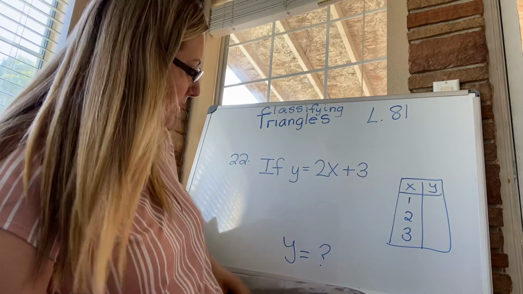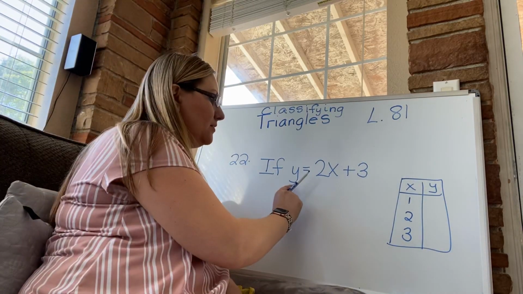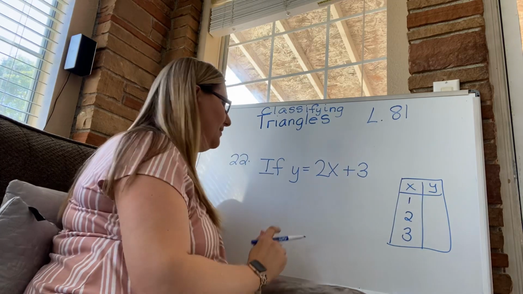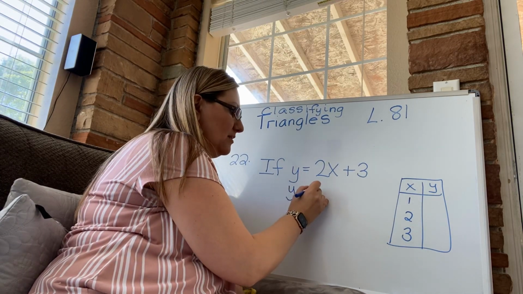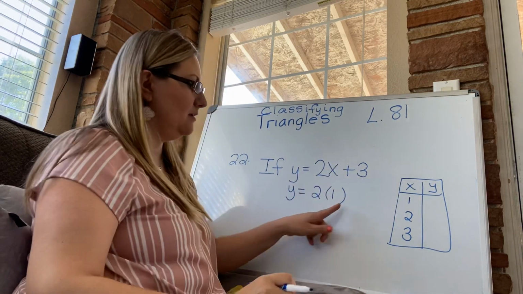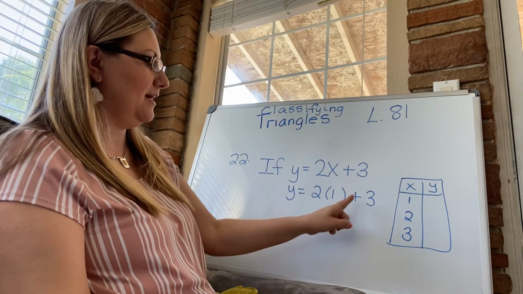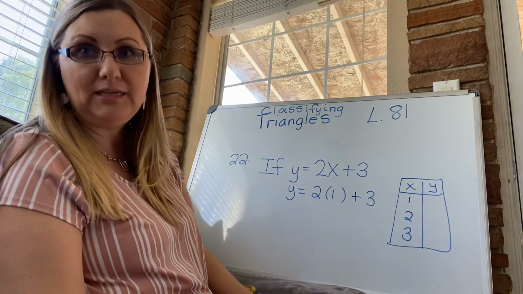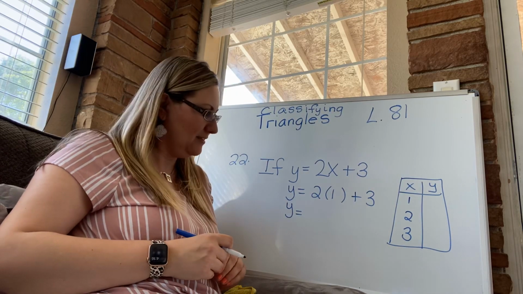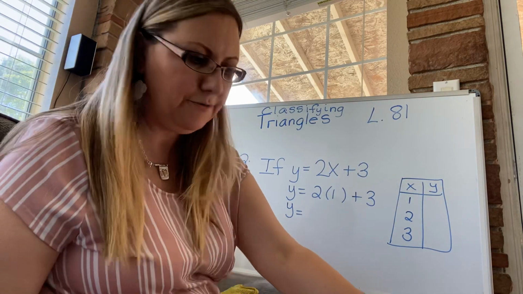So you see, we're going to have quite a bit of work to do here to figure this out, but it's pretty easy. So now we're going to replace this x with this 1. So we're going to say y equals 2 times 1. Notice I put that into parentheses, 2 times 1 plus 3. I could have just said 2 times x plus 3, but to me this is really nice and clear.